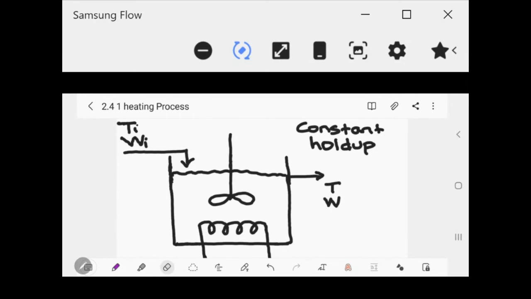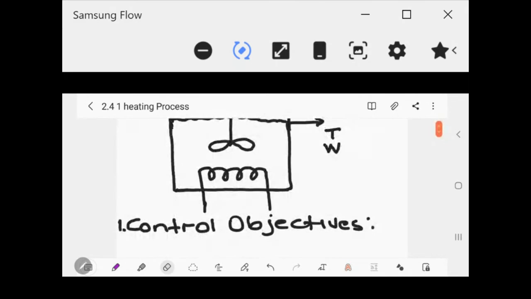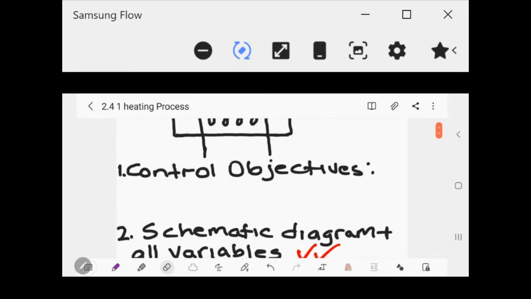Yes, we definitely want to control temperature. But as for the flow rate, because it's a constant holdup, we assume that the flow rate in and the flow rate out are equal. So for now, we would like to control the temperature.